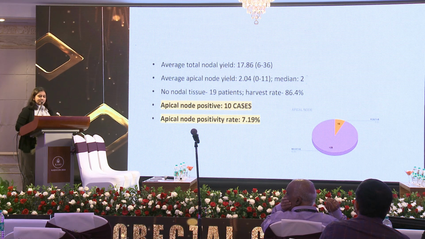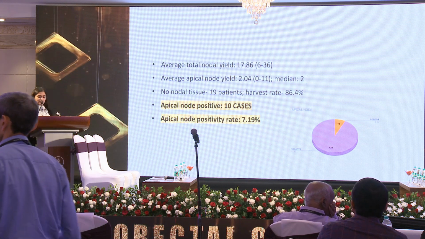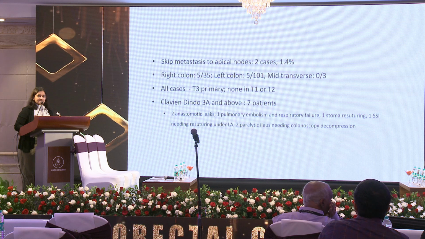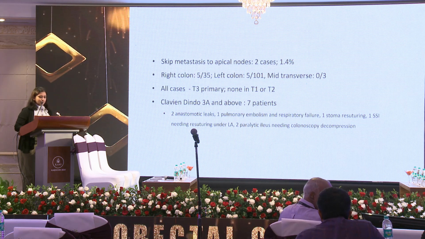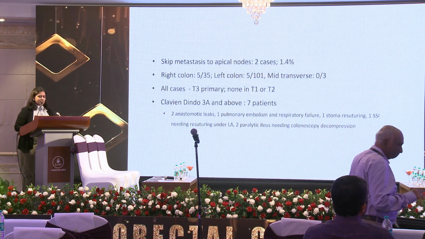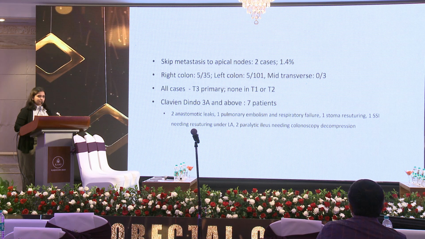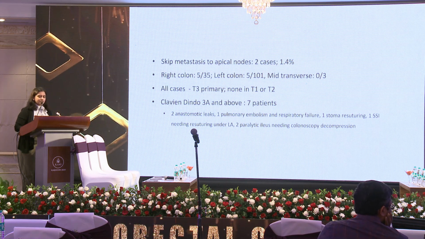Out of the 139, 10 patients had apical node positivity, amounting to an apical node positivity rate of 7.19%. 2 patients had skip metastasis to apical nodes, which came up to 1.4% in the entire population. And we compared right colon and left colon, mid-transverse colon. 5 of the 10 were from the right, and 5 were from the left colon.